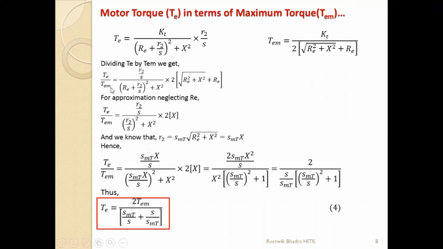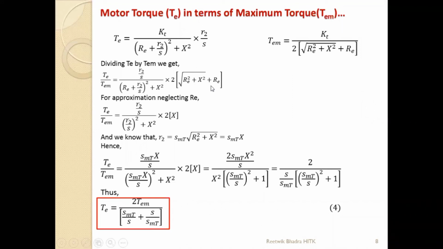Then divide T by TM or TM by T, whichever you want, you can derive it, no problem. I am dividing T by TM. So this T remains in the numerator and this TM goes in the denominator. This KT and KT cancel out. So this term remains fixed as it is in the numerator. So I have written this term: R2 by S over (RE plus R2 by S) whole square plus X square. This KT is already cancelled out. Now what is the term over here? 1 by this term, in the denominator. Since TM is in the division, this denominator will go in the numerator. So this goes in the numerator.